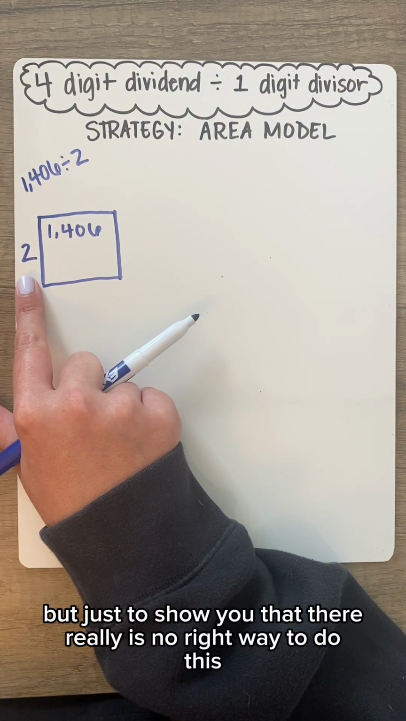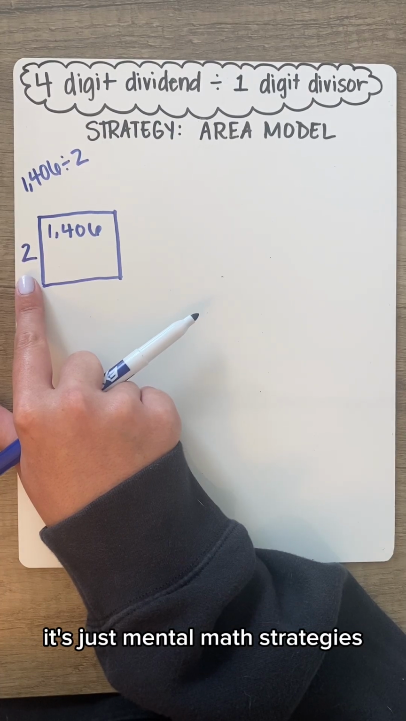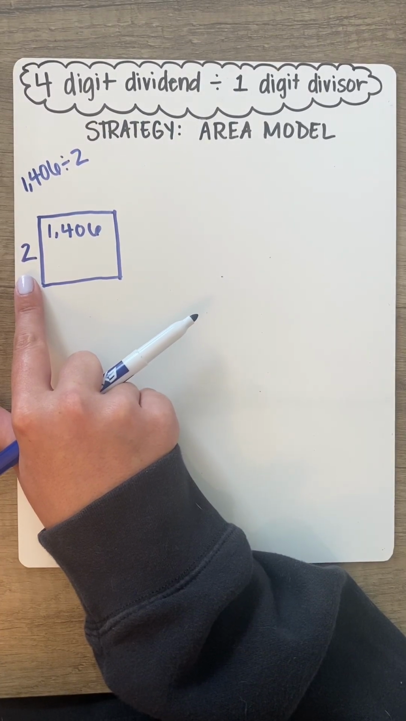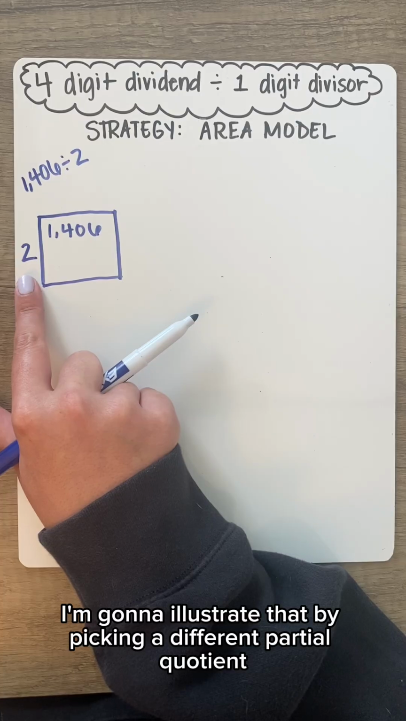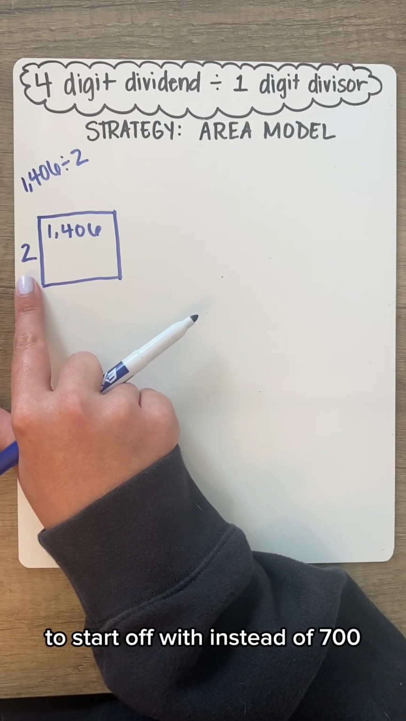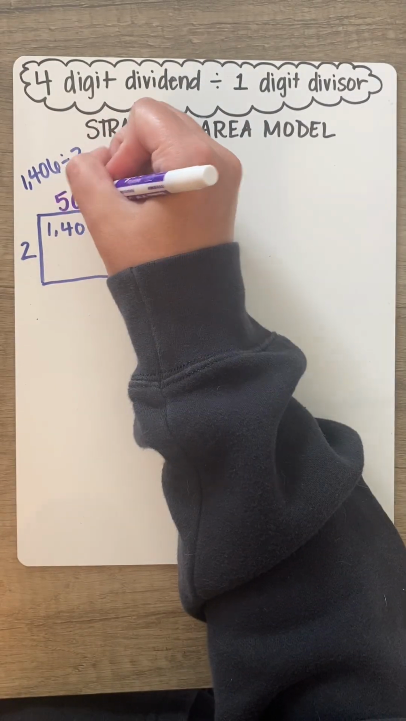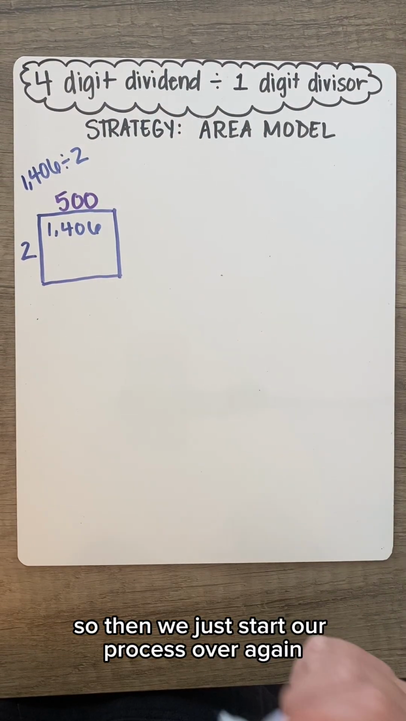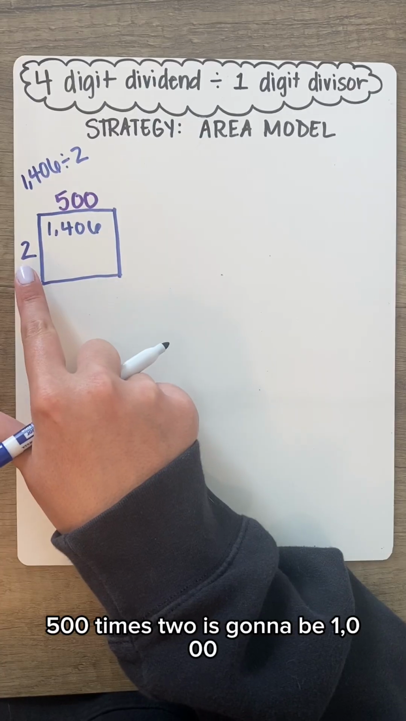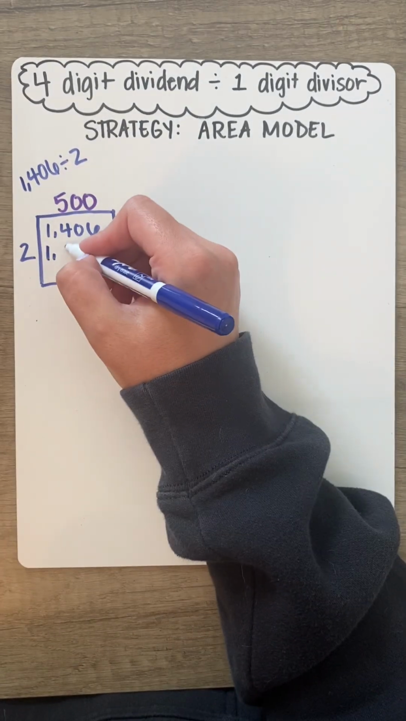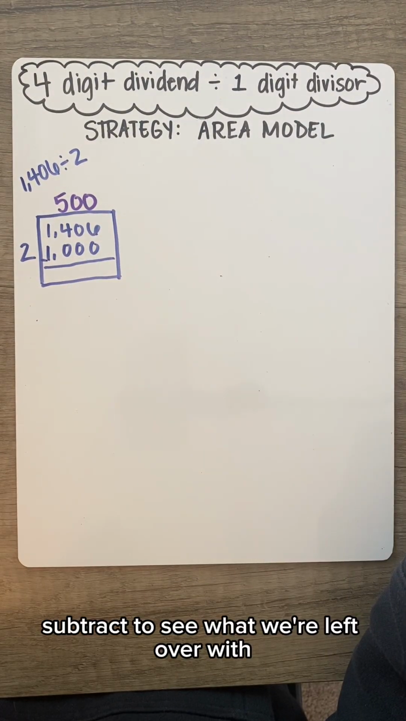But just to show you that there really is no right way to do this, it's just mental math strategies, I'm going to illustrate that by picking a different partial quotient to start off with. Instead of 700, I'm going to pick 500. So then we just start our process over again. 500 times 2 is going to be 1,000. Subtract to see what we're left over with.